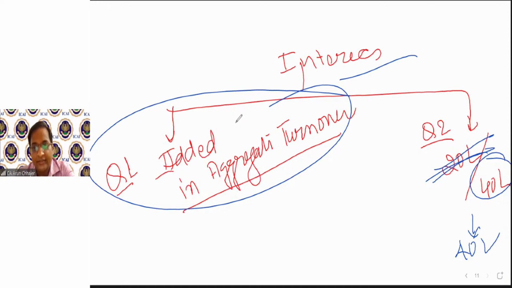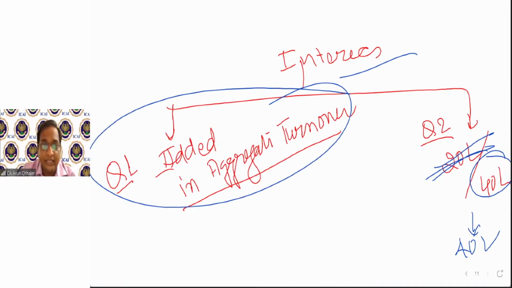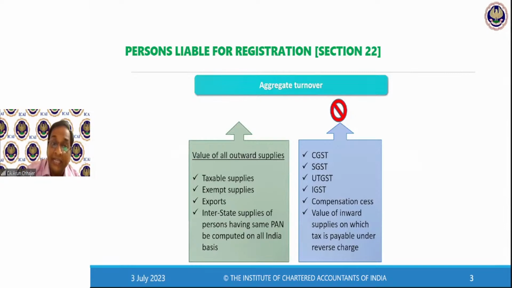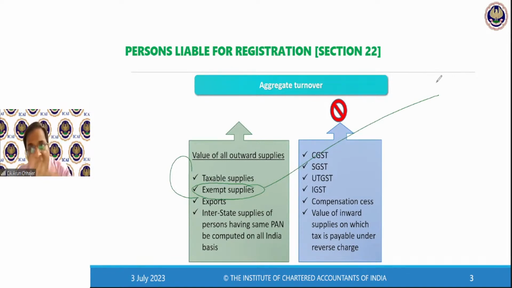So all are correct. It will be added in the aggregate turnover. Almost all are correct. One or two participants are saying no. Why are they saying no? Please see once again. Interest is exempted from GST if it is a long-term loan or advances. Are we adding the exempt supply in the aggregate turnover? Answer is yes, we are adding. So the interest would be added in the aggregate turnover, 100% yes.